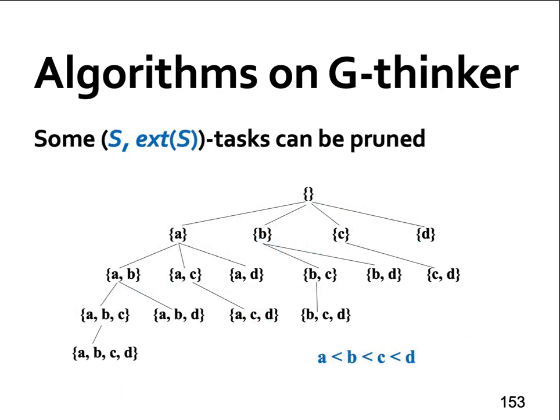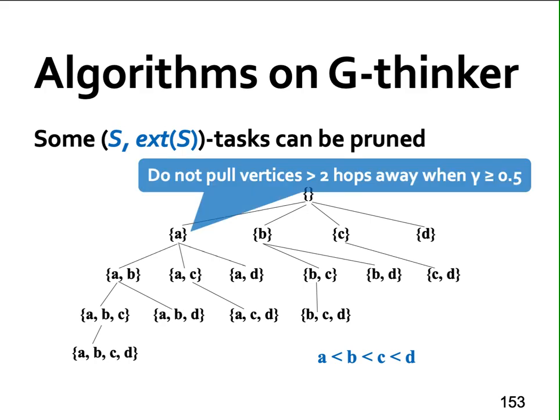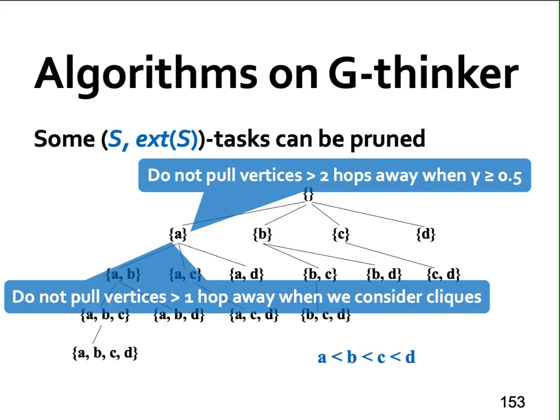We can prune candidate vertices using this property. Specifically, when extending S, we can prune the extension so that it does not include those vertices which are not within 2 hops from any vertex in S. A similar pruning rule applies to clique mining, where only direct neighbors of the vertices in S need to be extended.